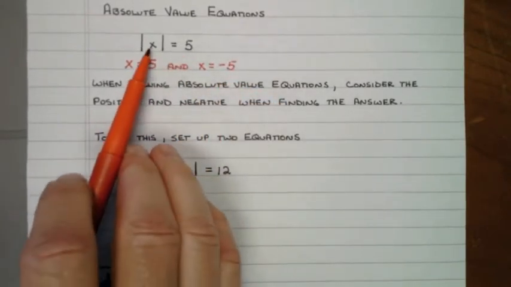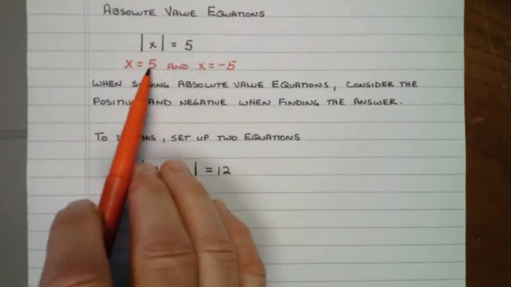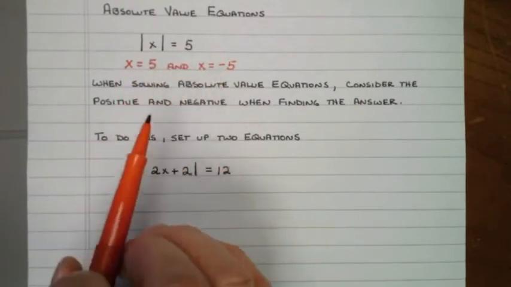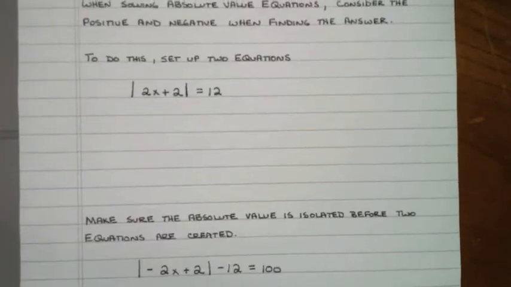What's the absolute value of 5? 5. What's the absolute value of negative 5? 5. Both of these numbers are the same distance from 0 on a number line. Once we know this, and they give us an absolute value equation, we know that we need to set up two equations to find our two answers.